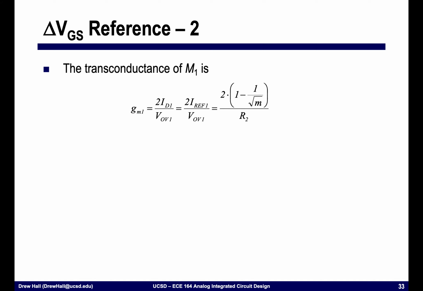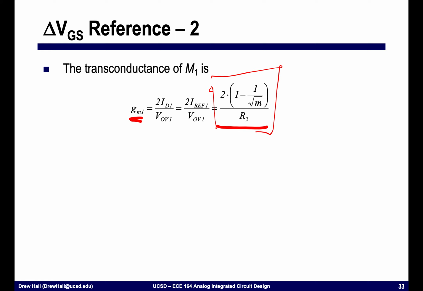If you think about what the transconductance of the device is, the transconductance of transistor 1 is equal to 2ID over VOV, or 2IREF divided by VOV1, which is equal to 2 times this 1 minus 1 divided by square root of M, divided by R2. Importantly, in this expression, we see that the transconductance is independent of the supply voltage, it's independent of VT, it's basically independent of all of these parameters. It only depends on two things.